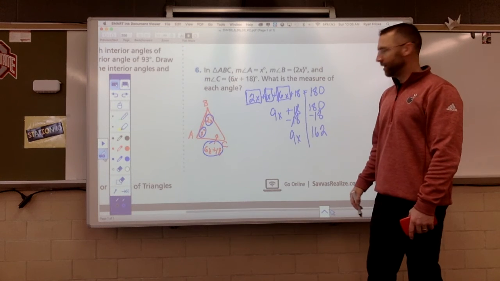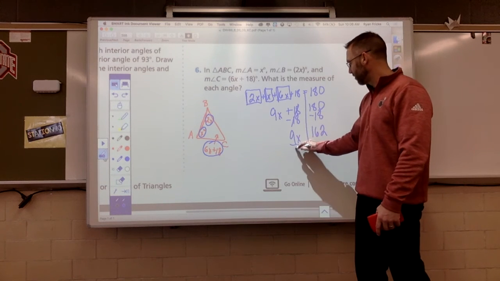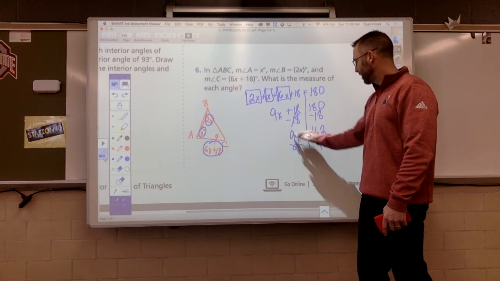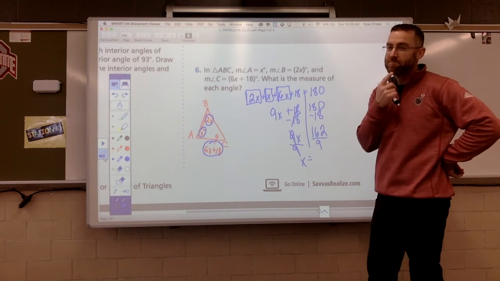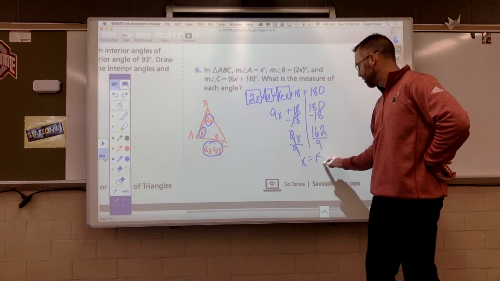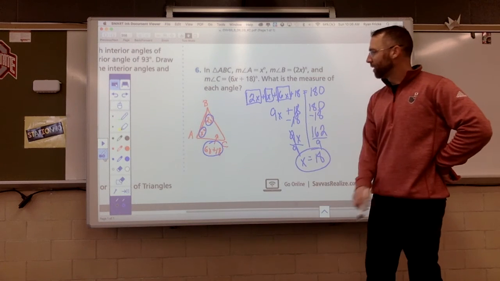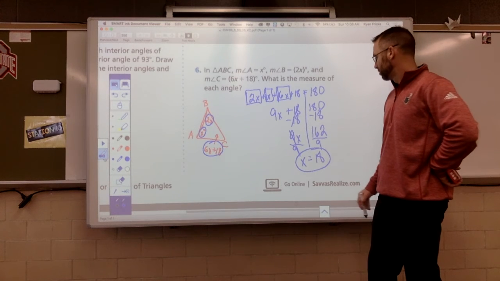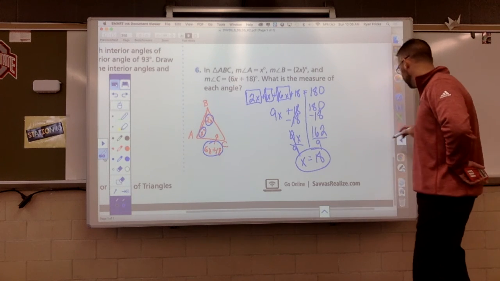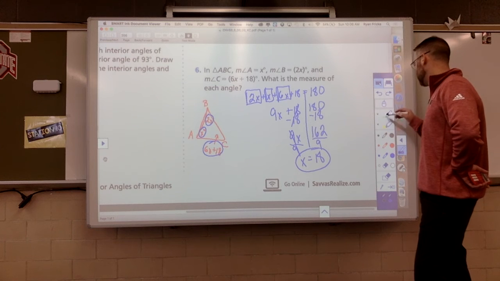Then we divide by the coefficient. Divide by 9. And 162 divided by 9 comes out to equal 18. We are done? We're done, right? 18 degrees is the measure of the angle? No. Are you sure? It's the measure of angle A.